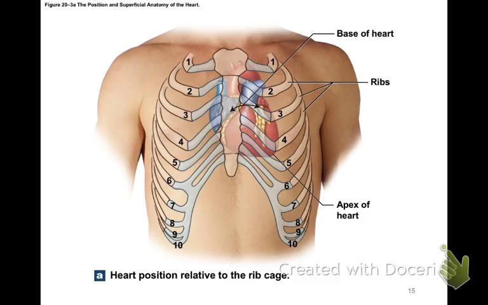In relation to the rib cage, this is important when you're dealing with live patients and you're trying to find the apex of the heart or the base of the heart. So you need to have some concept of where the heart lies. And so you'll notice the apex of the heart is kind of in between ribs 4 and 5 on the left, whereas the base of the heart sits about at rib pair 3.